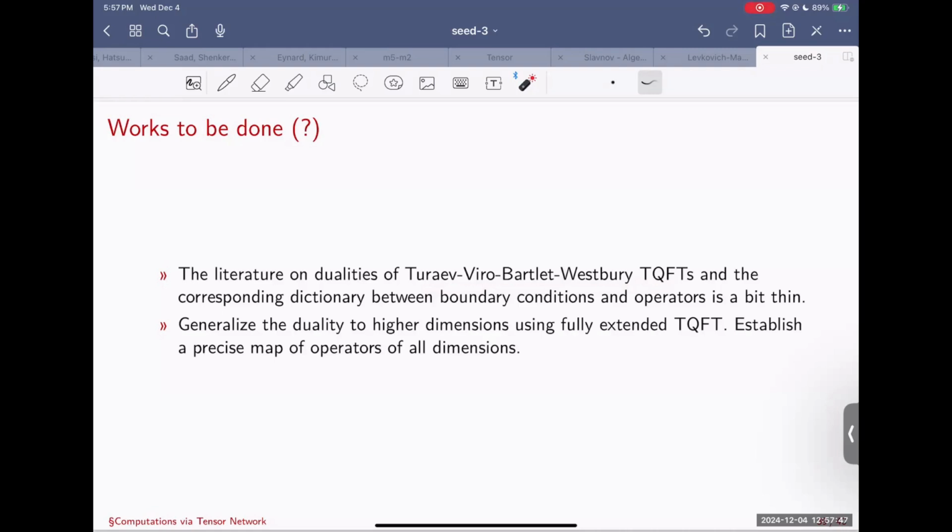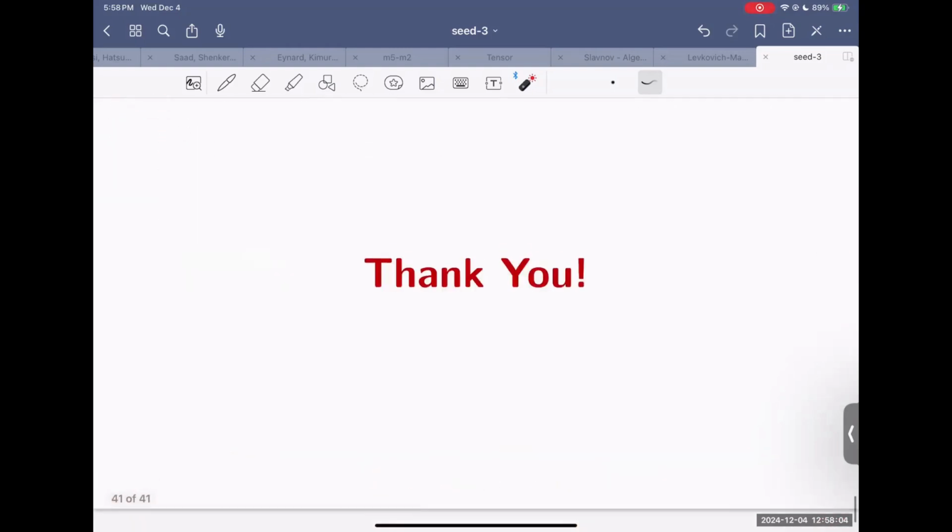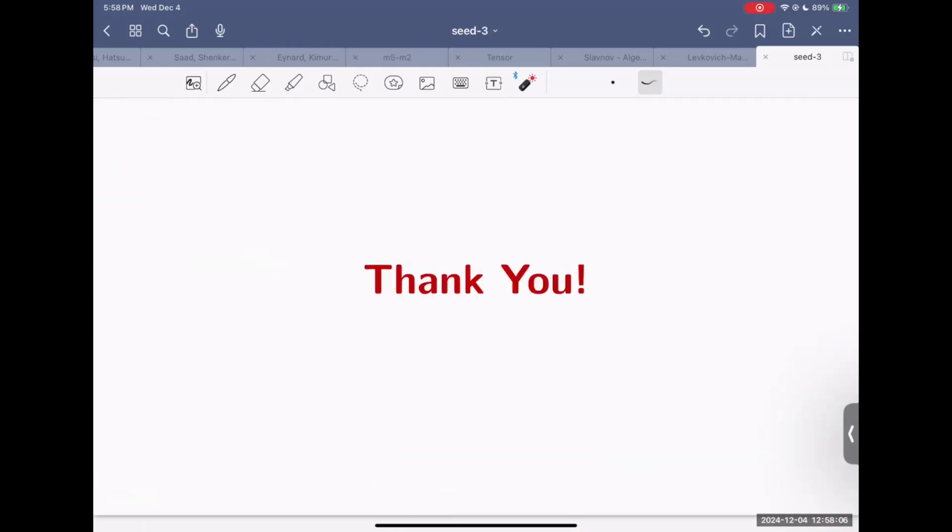And of course, we don't have to be stuck in this dimension. We have, at least in principle, the definition of a fully extended TQFT. So we can try to use that to generalize this picture to higher dimensions, and again find the duality mappings of boundary conditions and topological operators. All right, so that is all that I wanted to say. Thank you.